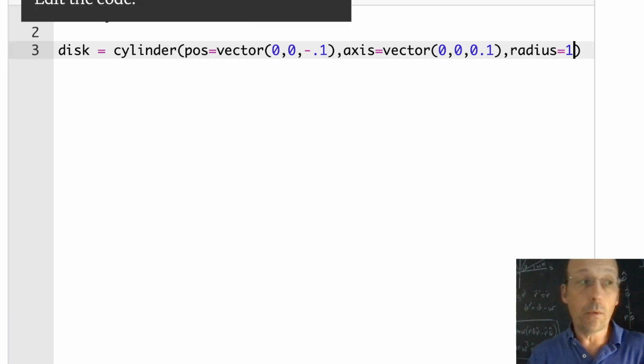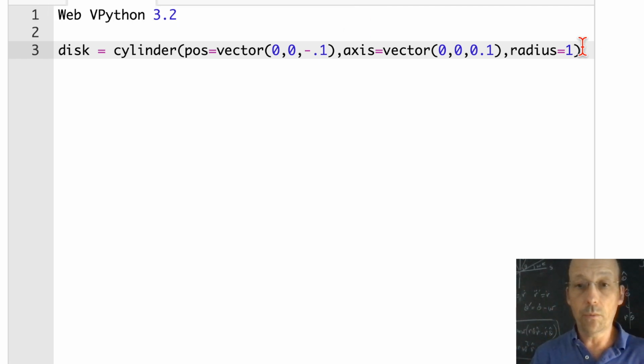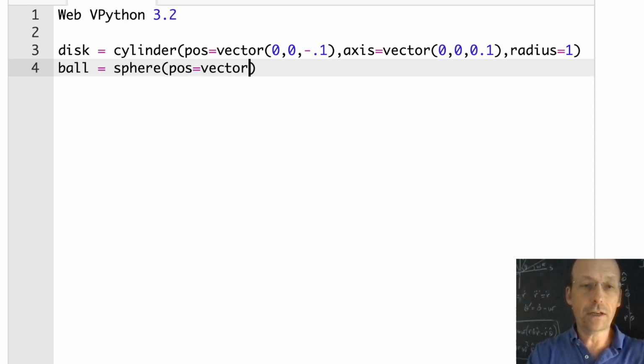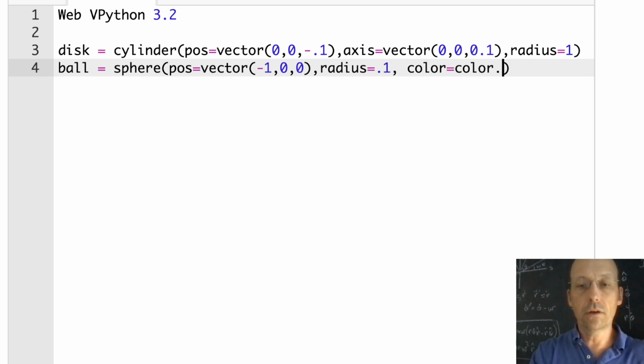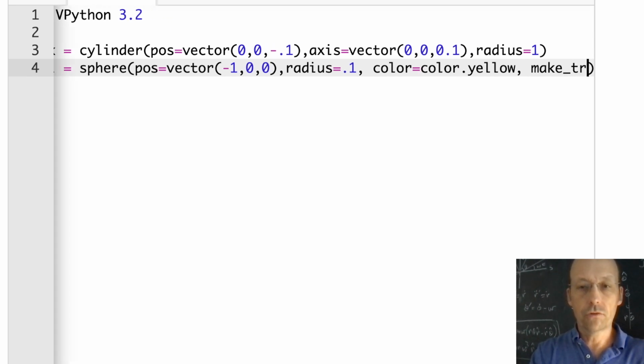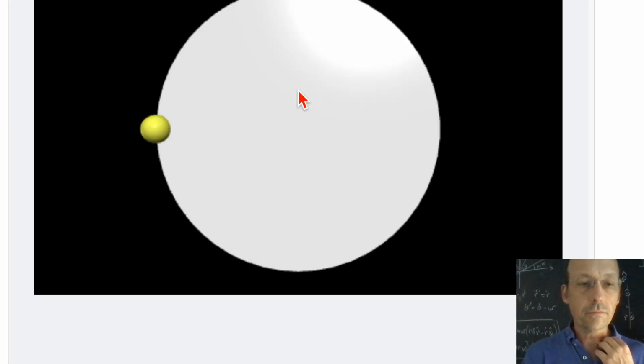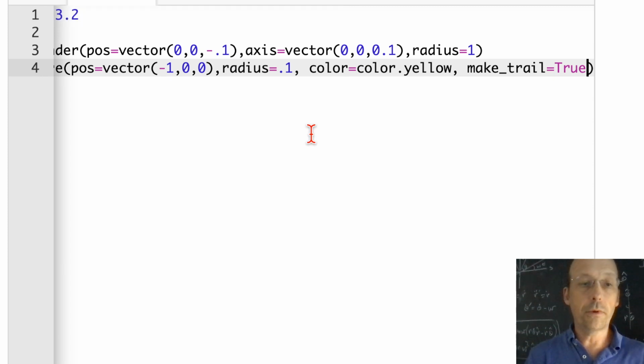And I want to take that ball and I want to throw it across the thing with the rotating object. So the ball is a sphere. Its position is going to be on the edge. So I'm going to say vector negative 1, 0, 0. And let's give it a radius of 0.1. Let's try that. Color equals color.yellow. And then make trail equals true. Run that. Okay, there's my ball. So now I need to put some other constants in there.